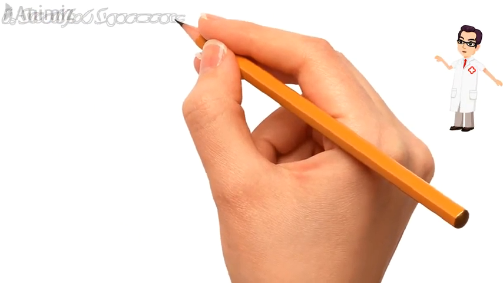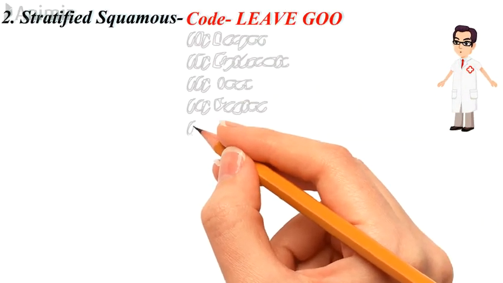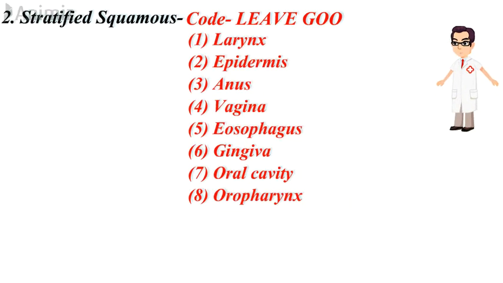Now stratified squamous. They are multiple layered and flat cell with flat nucleus. And the mnemonic for stratified squamous is LEAVE GO, in which L stands for larynx, E stands for epidermis, A stands for anus, V stands for vagina, E stands for esophagus, G stands for gingiva, O stands for oral cavity, and last O stands for oropharynx.